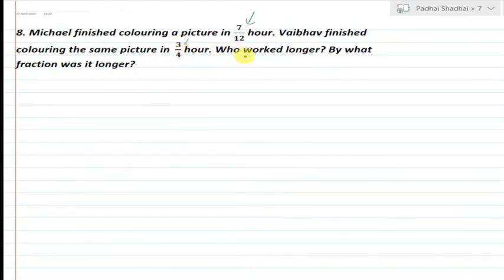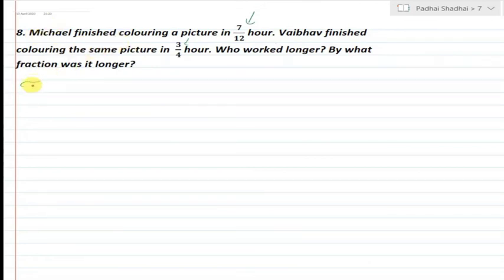Who worked longer and by what fraction did he work longer? Okay, so first of all, if you want to find out who worked longer, so Michael finished the work in 7 by 12 hours, and Vaibhav in 3 by 4 hours.